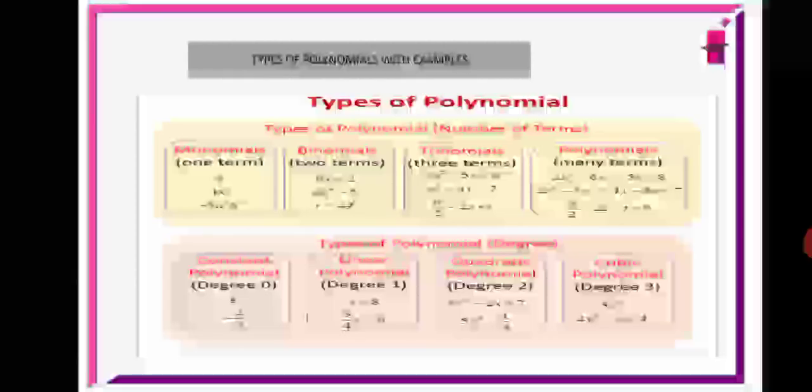Types of polynomial based on terms: one term is called a monomial, two terms a binomial, three terms a trinomial, and more than three terms can be called a multinomial or polynomial. Types of polynomial according to degree, we already discussed this: degree 0 constant, degree 1 linear, degree 2 quadratic, and degree 3 cubic polynomial.